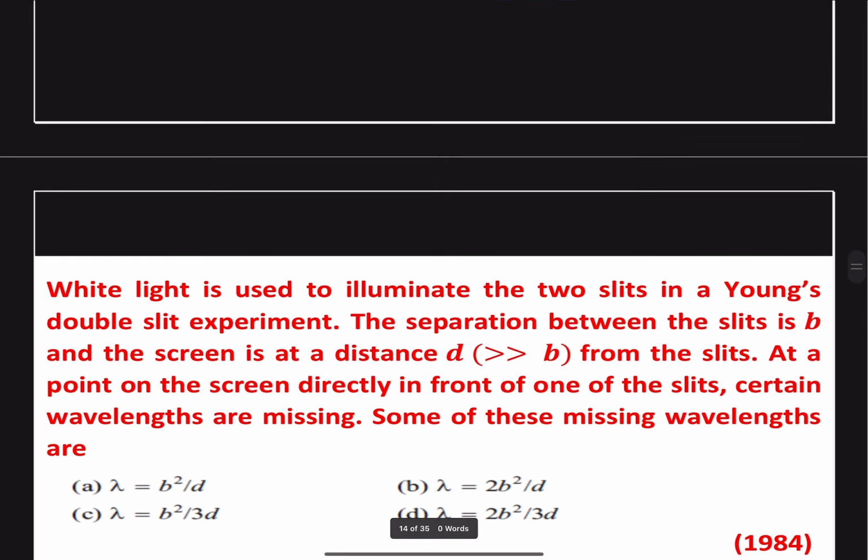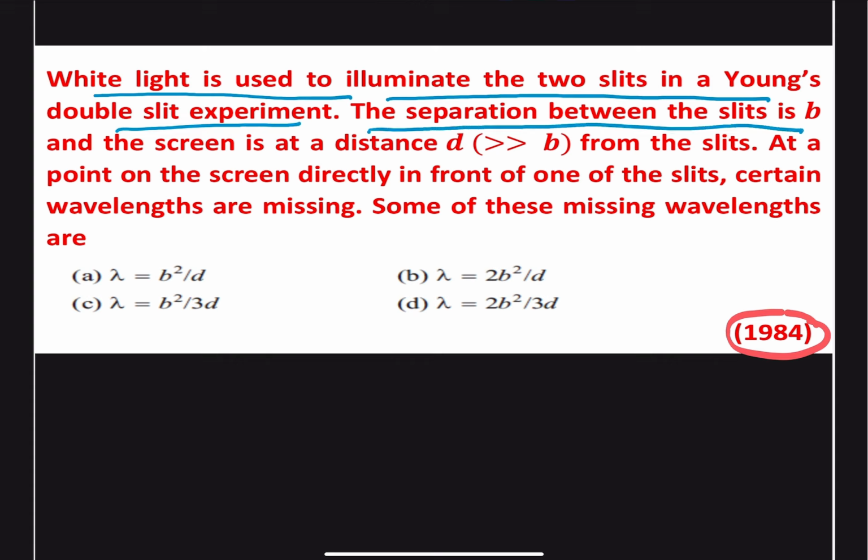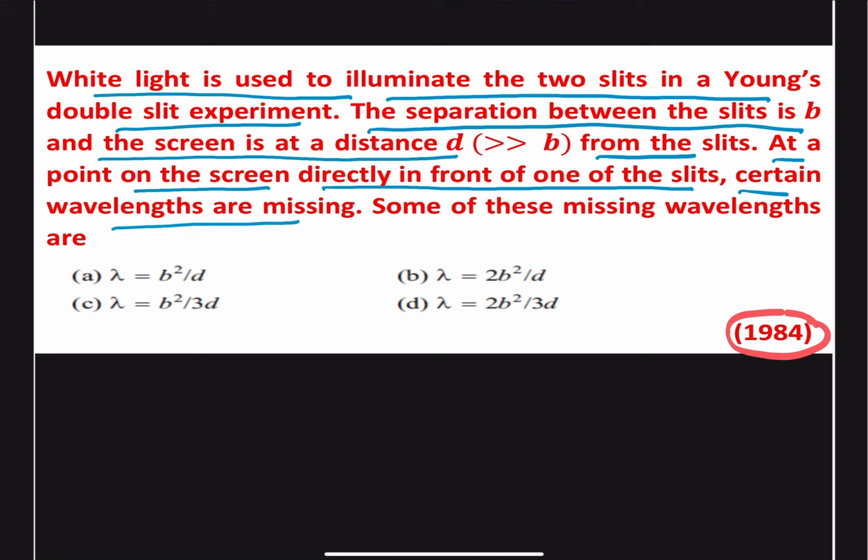Now we come to the next question. In the next question, which was asked in the year 1984, it states that white light is used to illuminate two slits in the Young's double slit experiment. The separation between the slits is b and the screen is at a distance of d from the slits. At a certain point on the screen, directly in front of one of the slits, certain wavelengths are missing. Some of these missing wavelengths are.